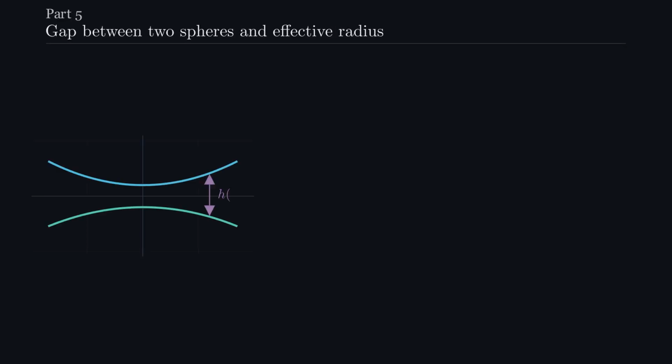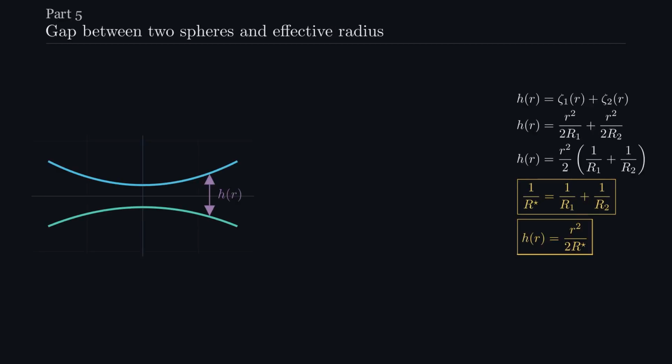For two convex spheres, the undeformed gap is the sum of the two local sags. This means the curvatures add. We define R star so that 1 over R star equals 1 over R1 plus 1 over R2. For a sphere on a rigid plane, R star is the sphere radius. For two identical spheres, R star is half the particle radius.